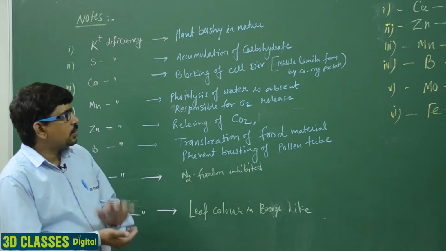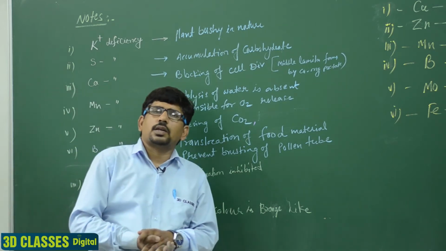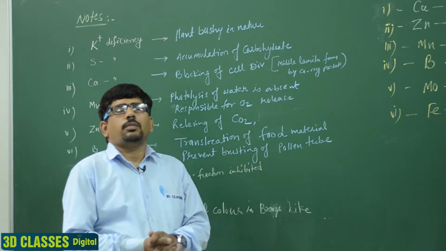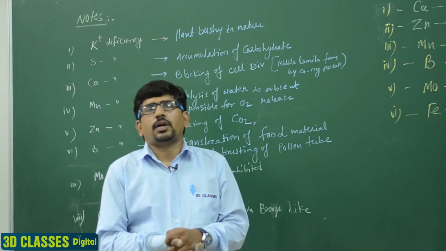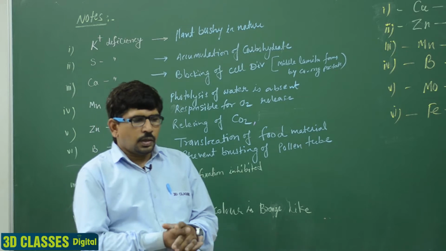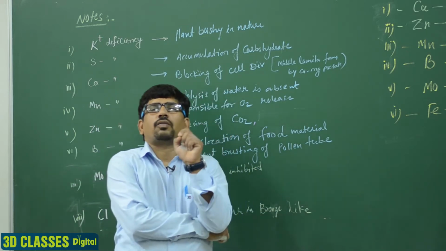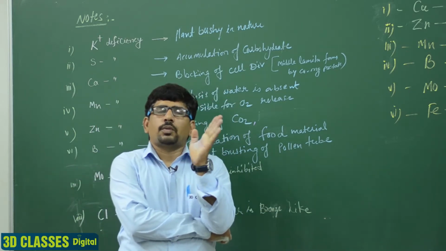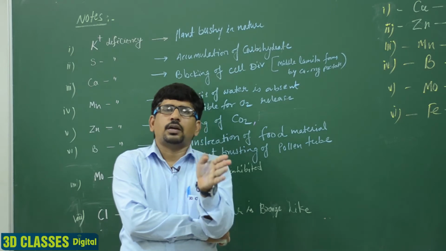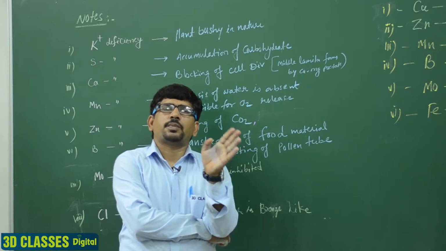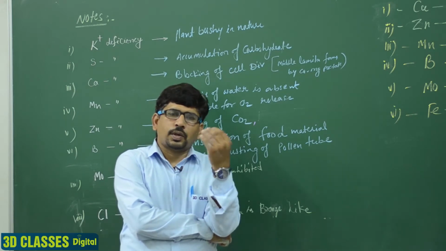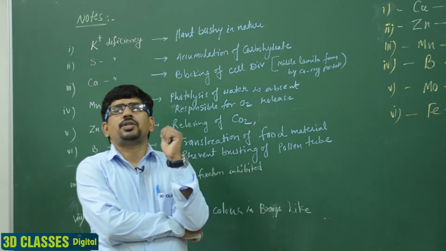Good morning, students. We discuss the mineral nutrition chapter, and in this chapter we discuss the different types of elements that are required: the total number of discovered elements, then the essential elements, those that are utilized by the plants. Out of them, 17 elements are essential.